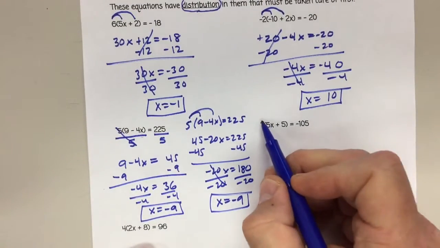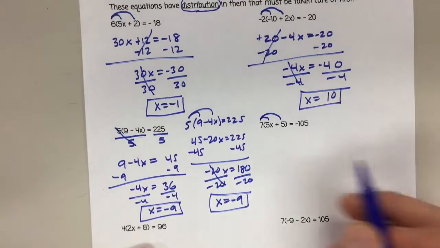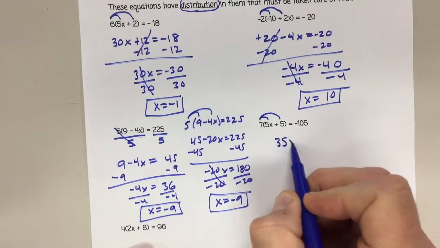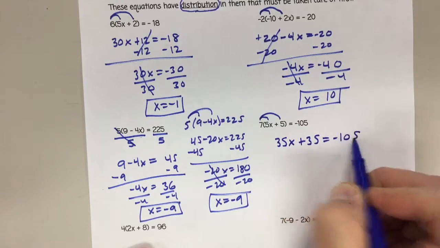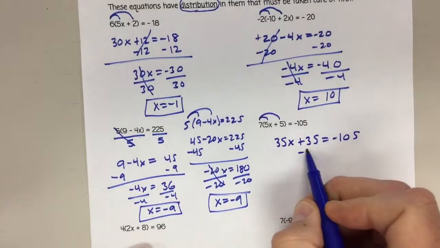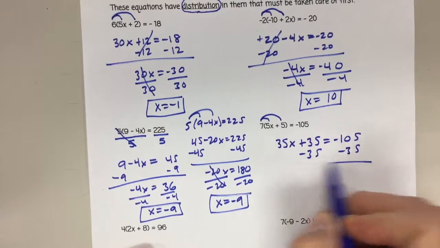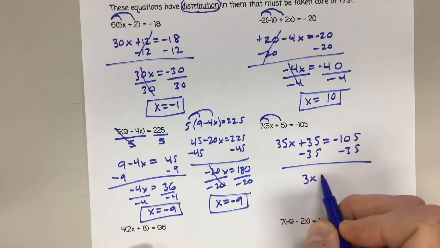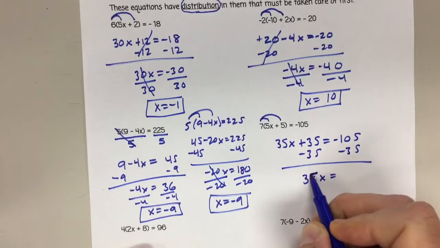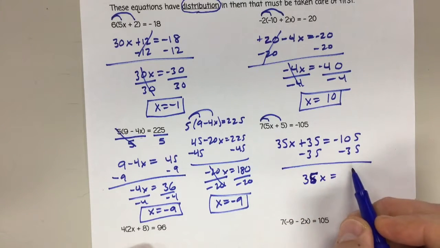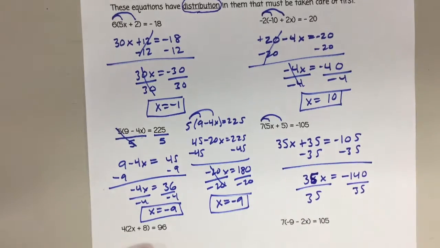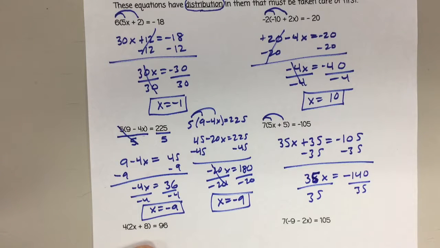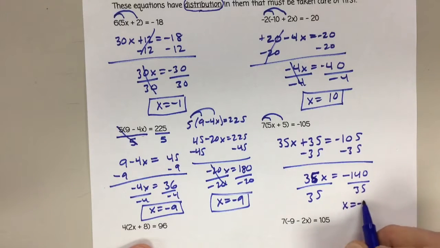So for this one, let's do the distribution method. So I distribute the 7. 7 times 5 is 35. 7 times 5 is again 35. Now it's a two-step equation where I will subtract 35 from both sides. Don't be afraid to use your calculator. That's a 35. And this is negative 140. Divide both sides by 35. And it would be negative 140 divided by 35, which is negative 4.